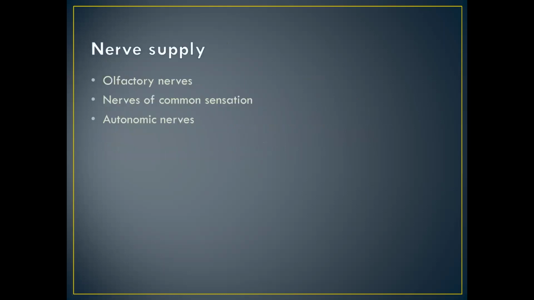The nerve supply of the nasal cavity is also very important. It has three kinds of nerve supply: olfactory nerves, which are responsible for the sense of smell; the nerves of common sensation, which detect touch, pain, pressure, and temperature; and the autonomic nerves. Autonomic nerves control the secretions in the nasal cavity. When there is a need for high secretions, the nerves are stimulated and cause excessive secretions in the goblet cells of the nasal mucosa. We'll discuss one by one.